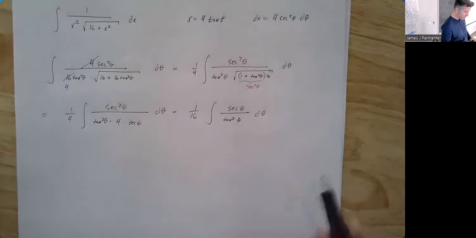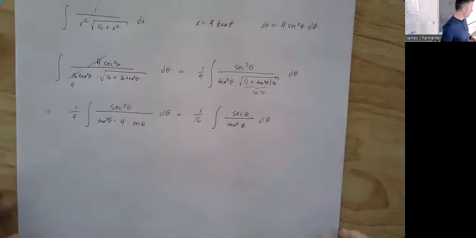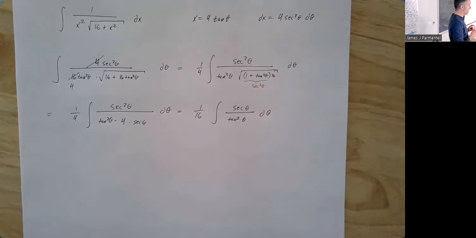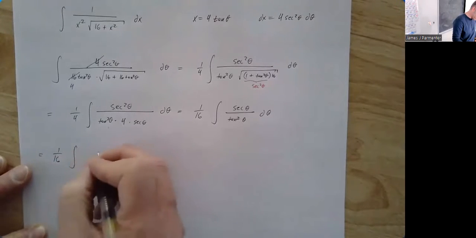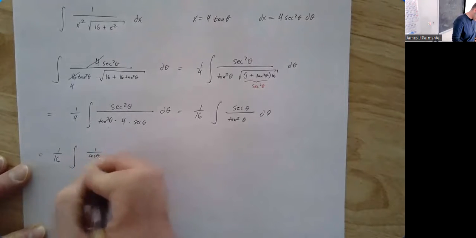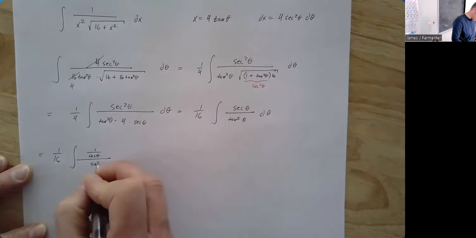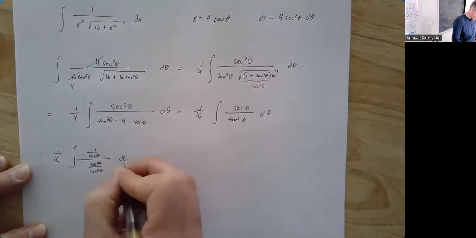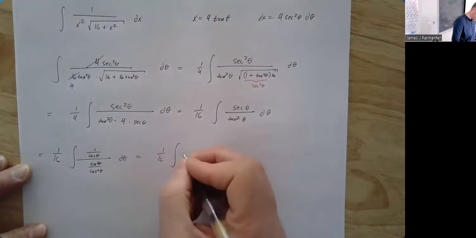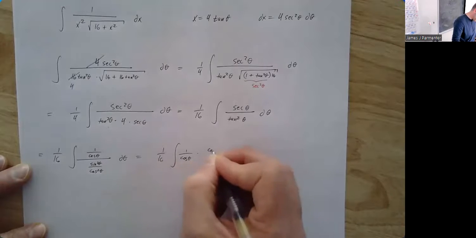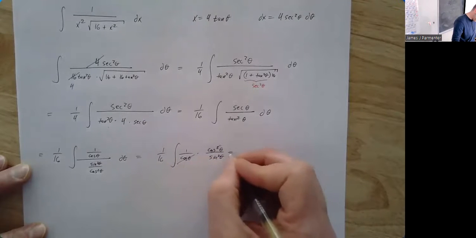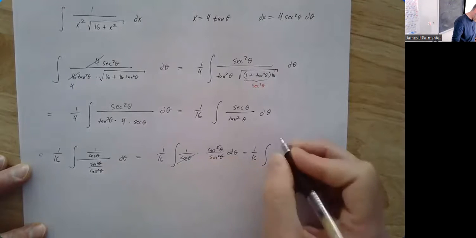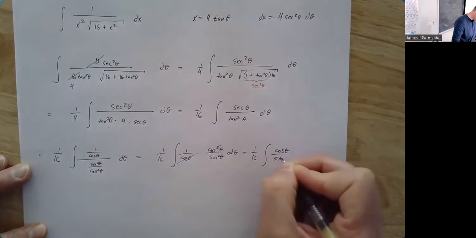So I don't see a good u sub at this point. So I would go to my next go-to if I've got trig functions and I don't know what to do with them. If I don't see a nice u sub, I'm typically going to start writing things in terms of sines and cosines. So I'm going to rewrite this as 1/16 the integral. Secant is 1 over cosine, and tangent is sine over cosine, so I've got sine squared over cosine squared. We should definitely flip and multiply. So we've got 1/16 times the integral of 1 over cosine times cosine squared over sine squared. Cancel the cosine, and you've got 1/16 the integral of cosine theta over sine squared theta.